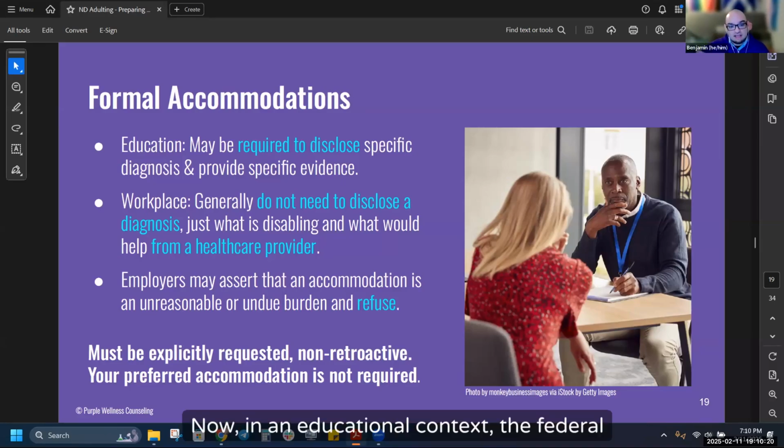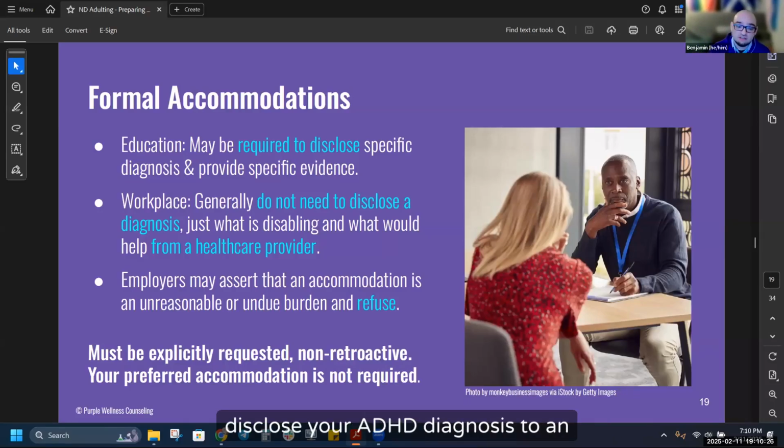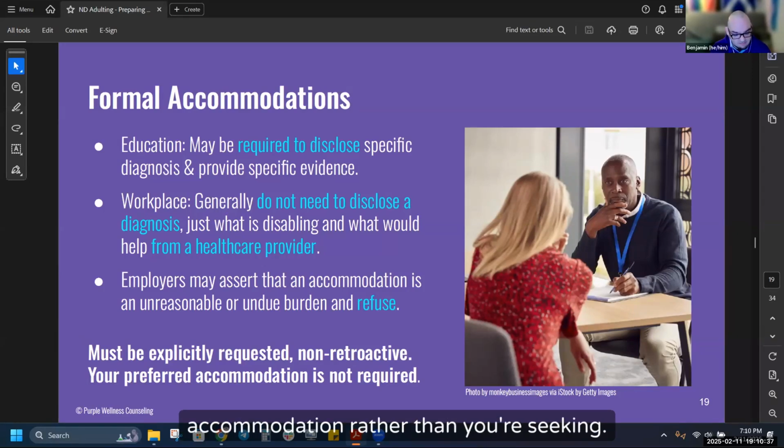Now, in an educational context, the federal funding piece allows for more specific requirements, and so you may have to disclose your ADHD diagnosis to an educational institution, and they may even be able to dictate particular diagnostic information to verify, depending on the type of support or accommodation that you're seeking. In the workplace, you don't generally have to disclose that. All you need to do is have a relevant healthcare provider document that something is disabling about your experience and that there are things that could be done to remove that barrier.